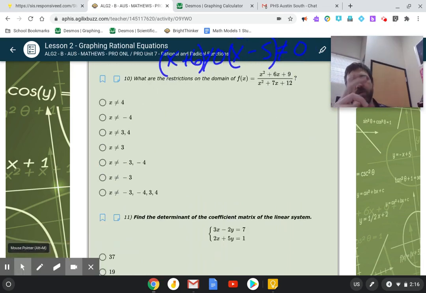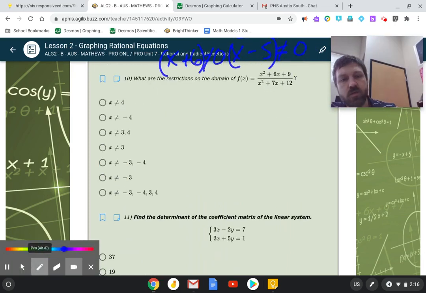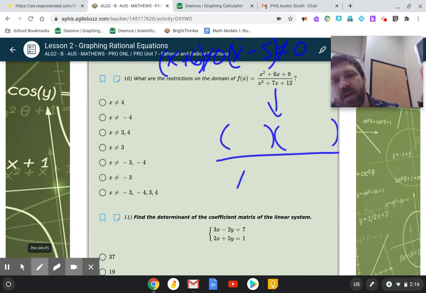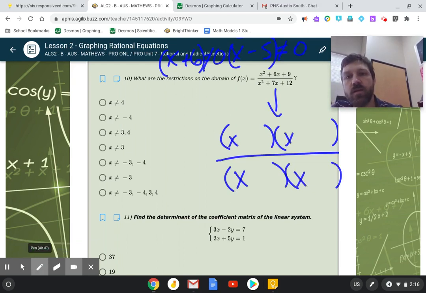Number 10, you need to factor this yourself. So you have to take this and come up with a factored form. I'll just kind of get you started. Your answer is going to look basically like that, with numbers to factor x squared plus 6x plus 9 and numbers to factor x squared plus 7x plus 12.